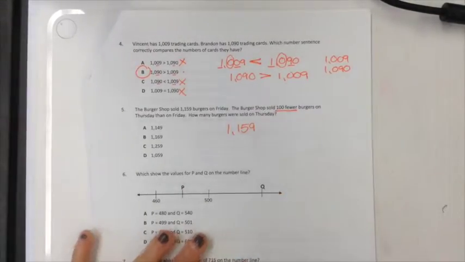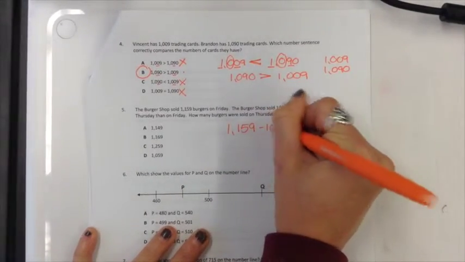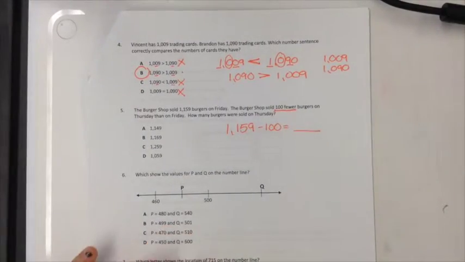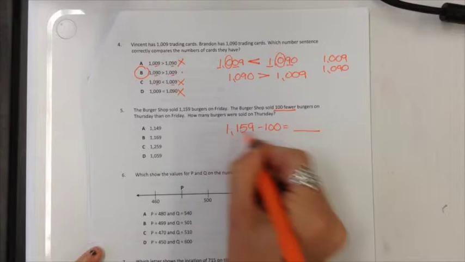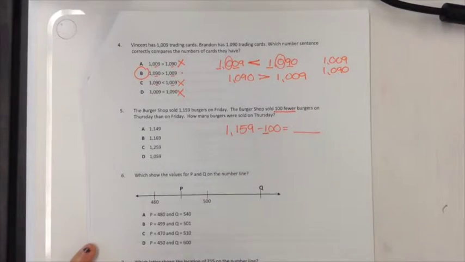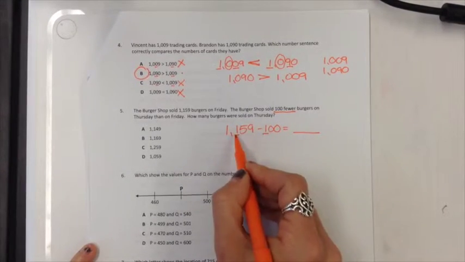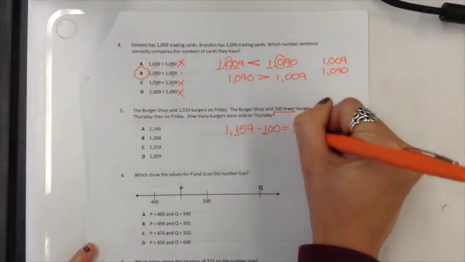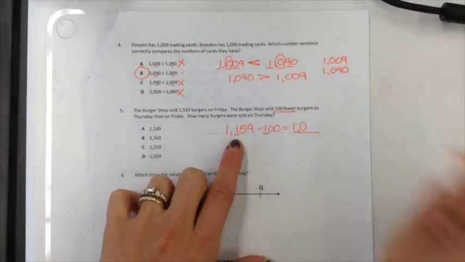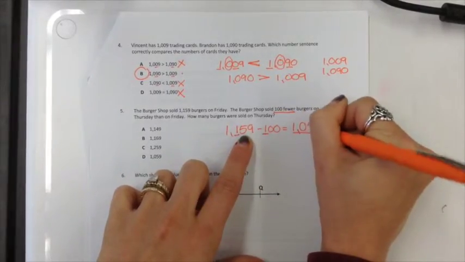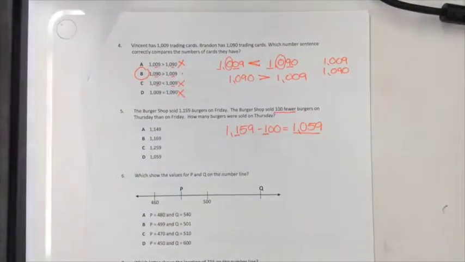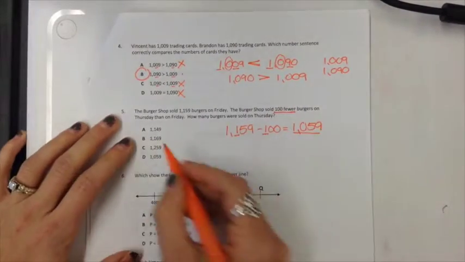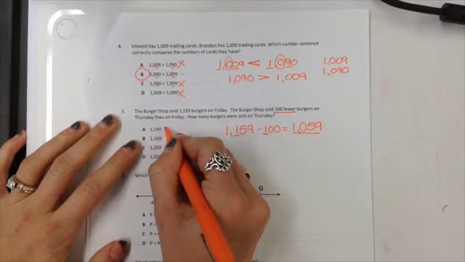100 fewer burgers on Thursday means that I can subtract 100 to find out how many they made on Thursday. I know that I'm only looking at the hundreds place because I'm taking away 100. So 1 hundred minus 1 hundred is 0. I didn't change my thousands place, 0 hundreds, I didn't change my tens place, and I didn't change my ones place. 100 fewer is 1,059.